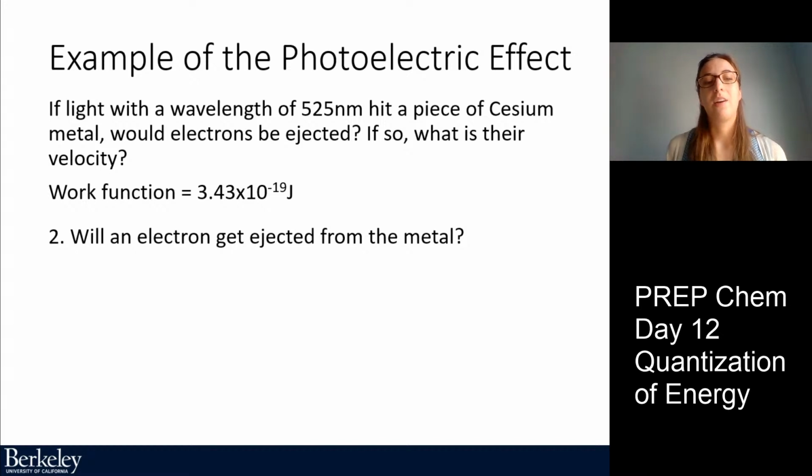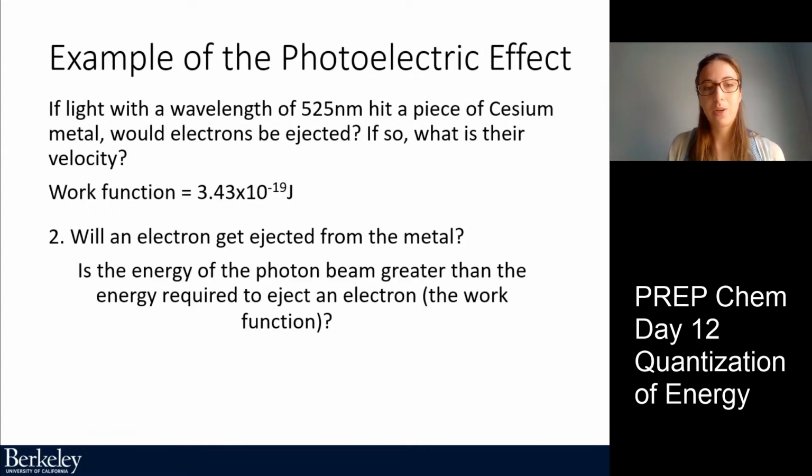And then we can ask ourselves, will an electron get ejected from the metal? So another way of phrasing this question is asking, is the energy of our incoming photon beam greater than the energy required to eject an electron? And again, the energy that's required to eject an electron is by convention called the work function.